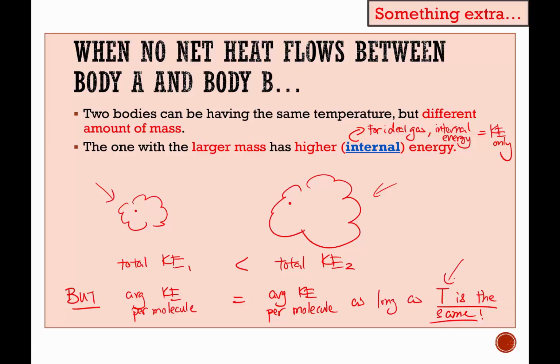In fact, I don't even care what type of ideal gas they are. Even if one gas has a larger molecular mass, so let's say the smaller gas cloud actually contains molecules with a larger molecular mass, I don't even care about that. As long as the temperature is the same, the average KE will still be the same, and the way to prove it is to actually use the formula that we have proven just now. Since we have proven P is equal to 1/3 nm average c squared over V, all I'm going to do is to manipulate this formula.